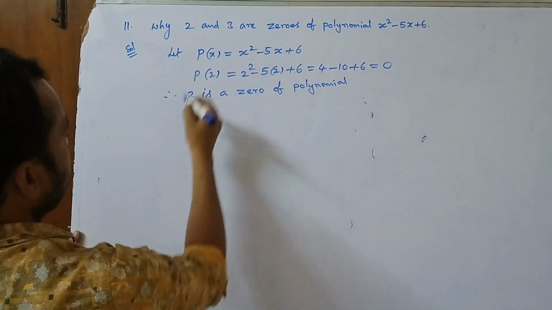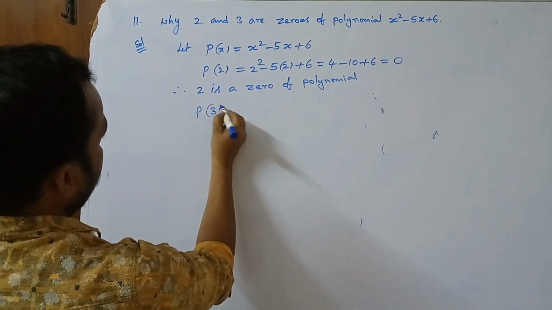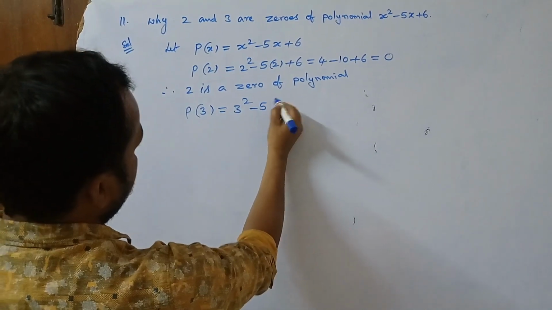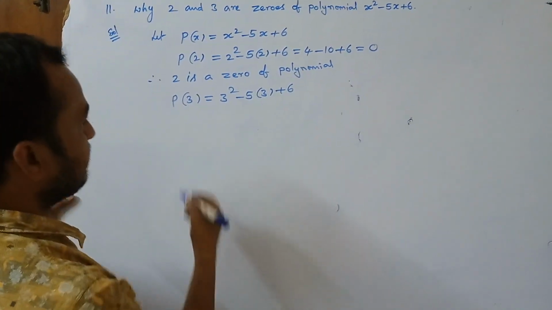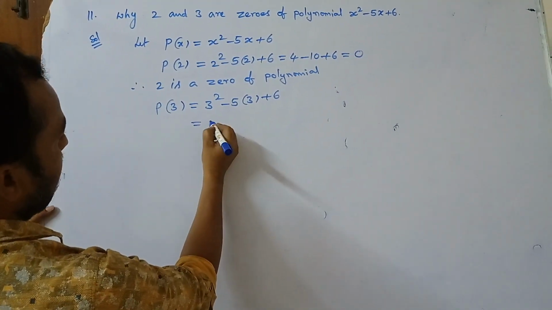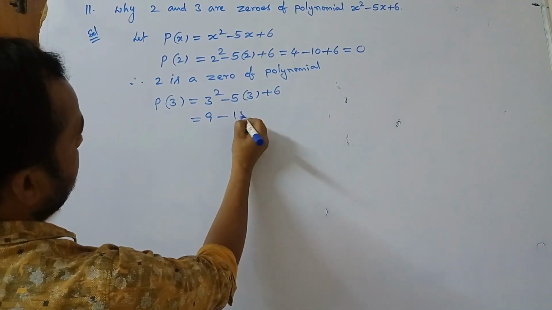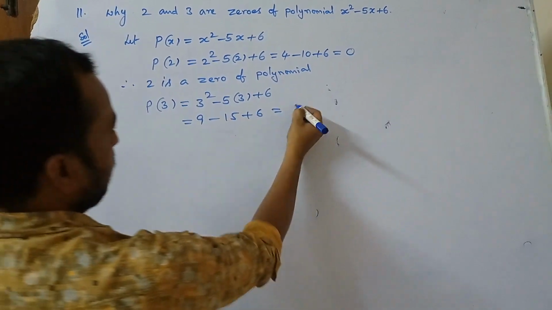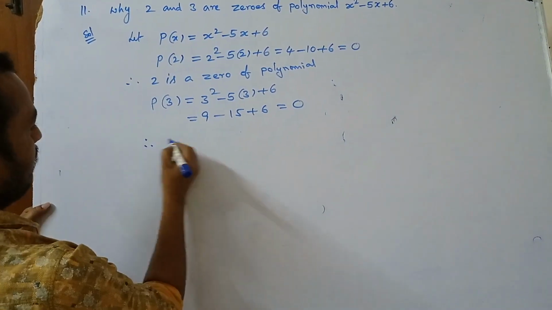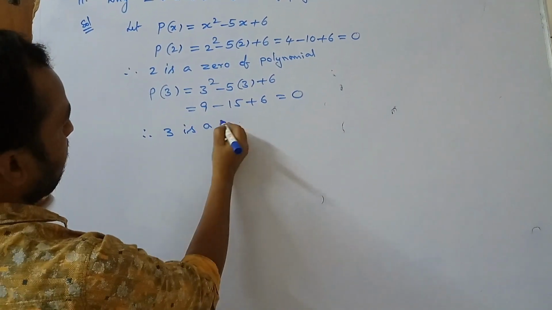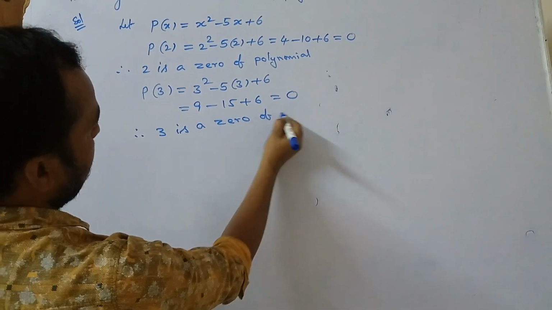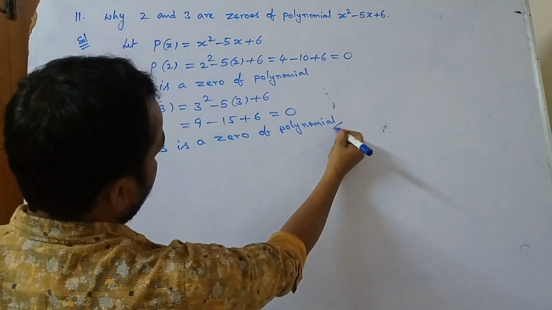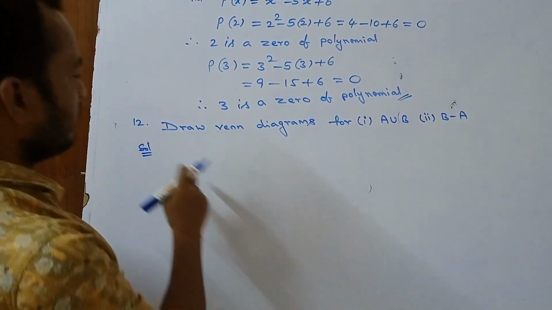Next, check 3. Take x is 3, p of 3: 3 square minus 5 into 3 plus 6. Now 3 square is 9, minus 5 threes is 15, plus 6. 9 plus 6 is 15, 15 minus 15 is 0. Therefore 3 is a zero of the polynomial. That's it. Now question number 12.